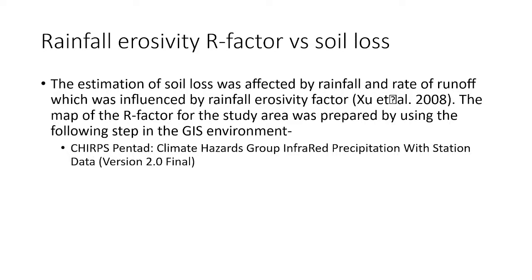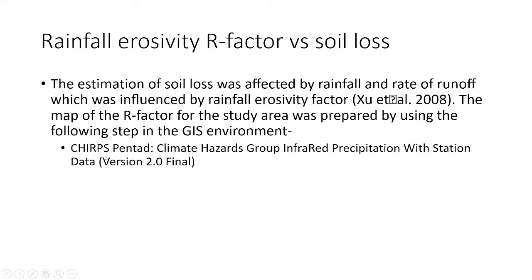And the map of the R factor for the study area was prepared using the following steps in the GIS environment. For the rainfall, here I use the CHIRPS data set. Suppose you have station-wise data, then you can also use it. There is no problem. This time, I use the CHIRPS data set, which is the Climate Hazards Group InfraRed Precipitation with Station data. So basically, it's satellite data.